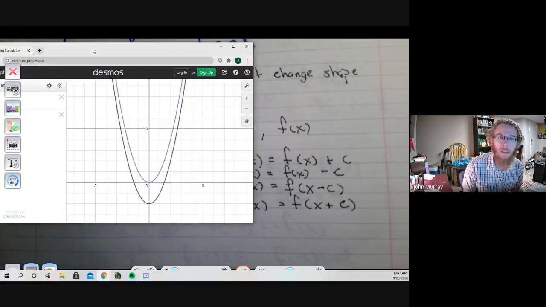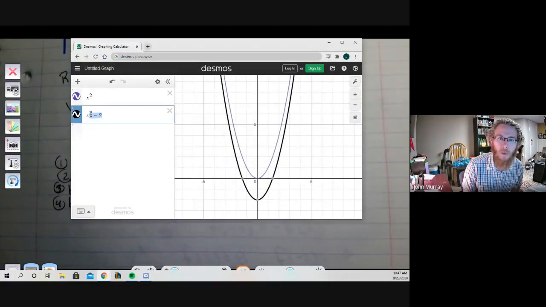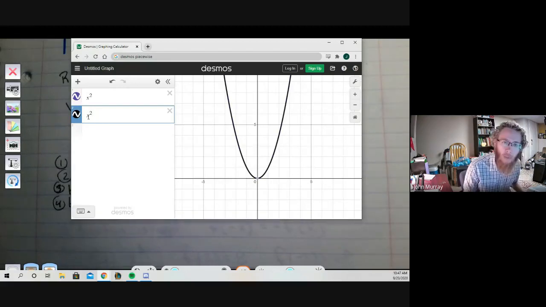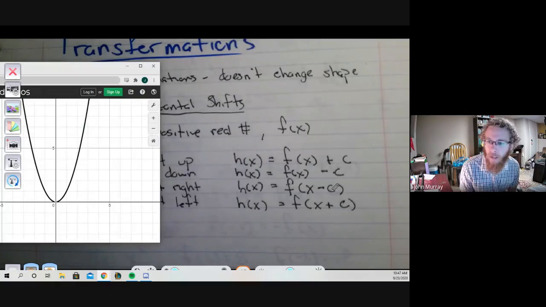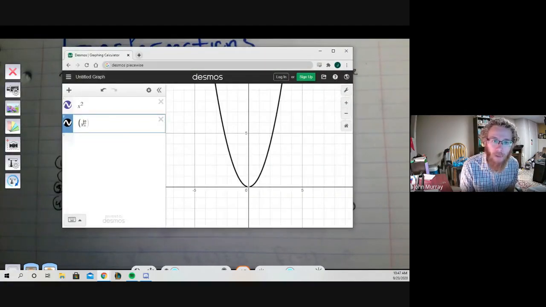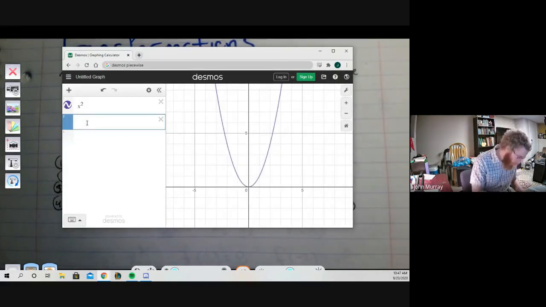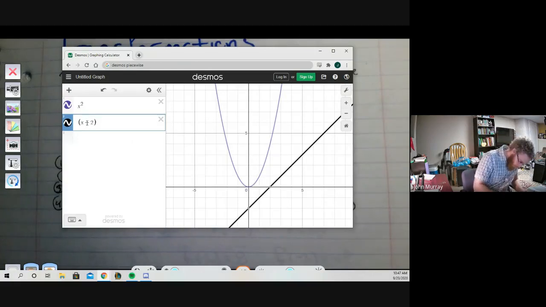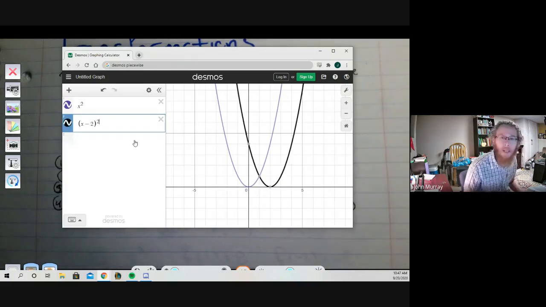Okay, now in order to do it horizontally, what we have to do is manipulate our x value. So I'm going to remove the outside part. And now, if you notice, it's going to be inside the parentheses. So we have to add parentheses. I'm going to get rid of this squared for now. So if I want to move it to the right 2 units, I'm going to subtract 2. And then I'm going to put the squared on the outside.